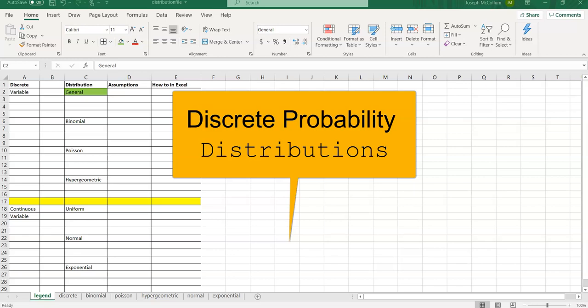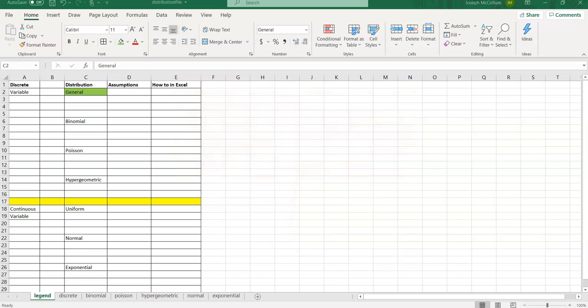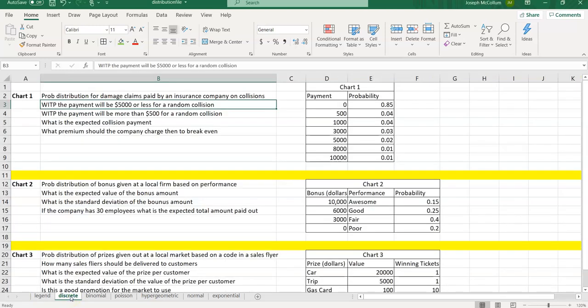Hello, everybody. Today we're going to talk about the general discrete probability distribution. Let's get right into it. We have a tab called Discrete. And in here, I have three charts and some questions I'd like to go through on each one of these charts.